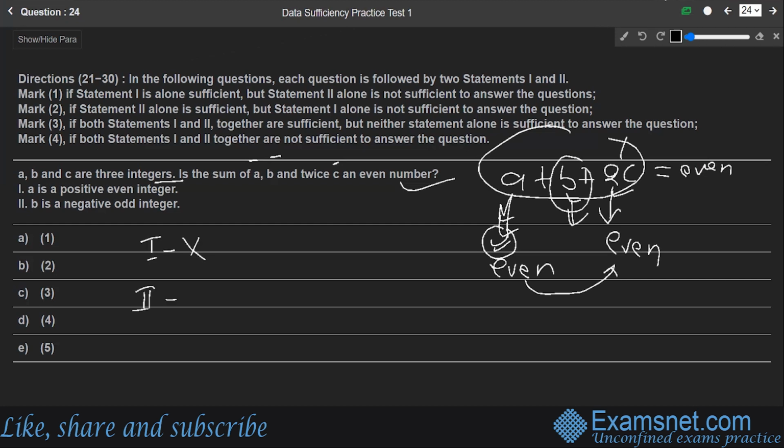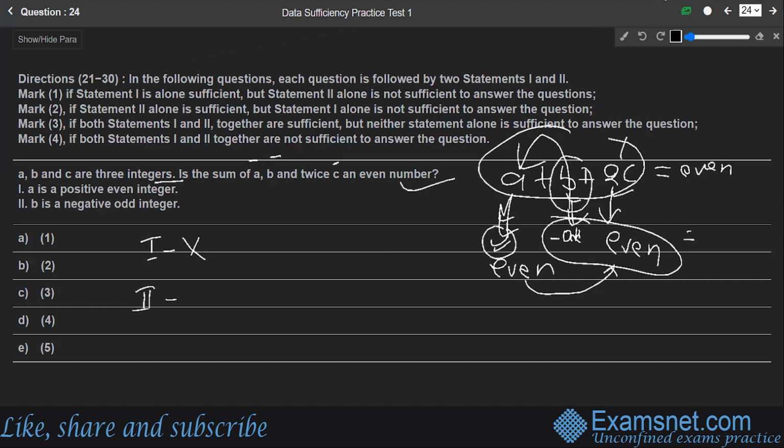If we see statement number second alone, B is a negative odd integer. So the information of A is not there now, because the statement is saying B is just a negative odd integer. So negative odd integer plus an even will make what kind of number? That will depend on the status of A. What is the value of A? Whether it is odd or even. So clearly by statement number second alone, we cannot answer the question.